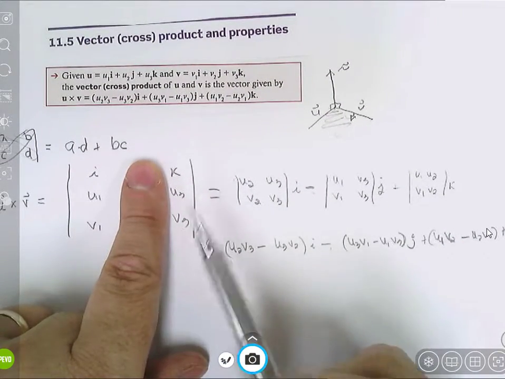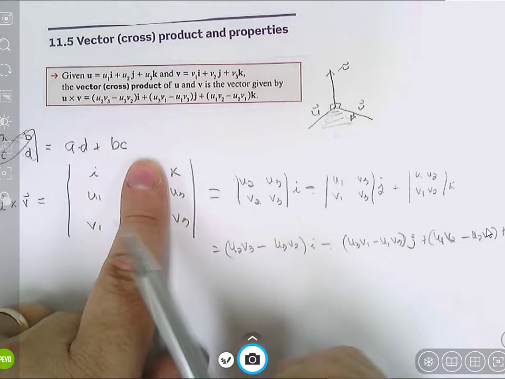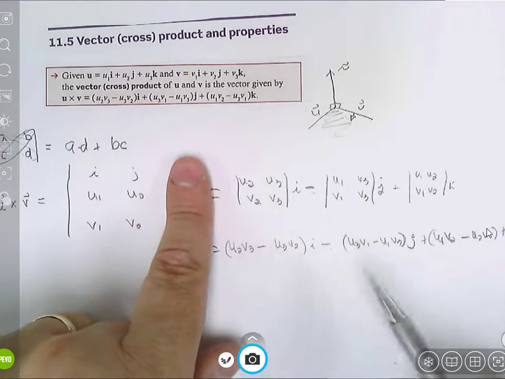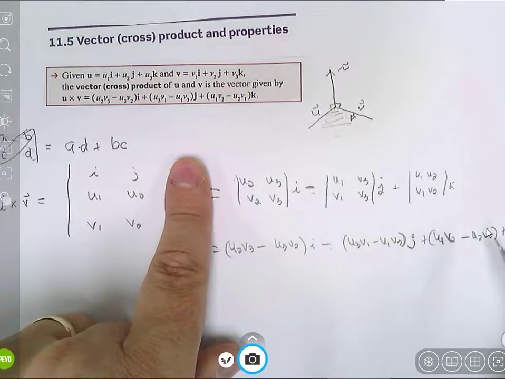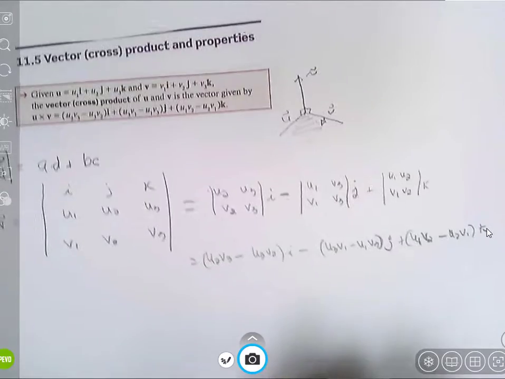This times this minus this times this, but I'll take its opposite. This times this minus this times this, but then I've got to take its opposite because there's a negative here. Then the last one is that times that minus that times that, and then I'll have my last component there. So we're going to go ahead and see a problem using that.